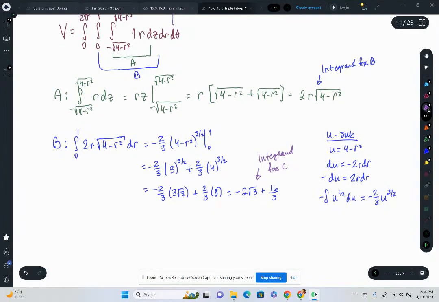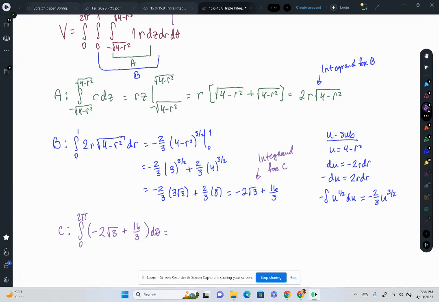So now I go ahead and deal with c. C is where we're dealing with theta, 0 to 2 pi. Our integrand is a constant. It's just minus 2 square root 3 plus 16/3 d theta. And so we just get a theta out of that integration.